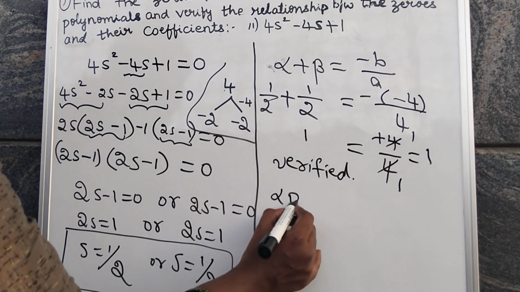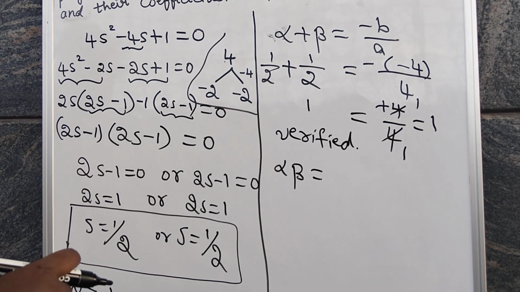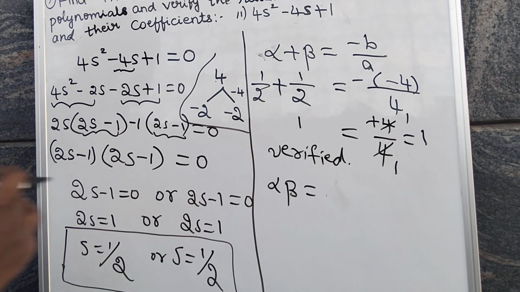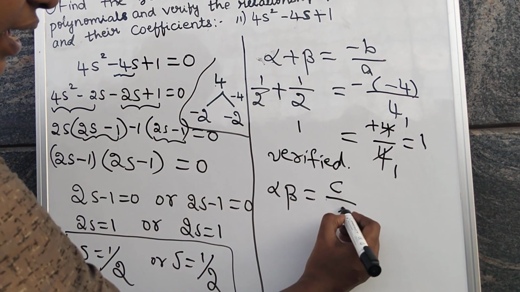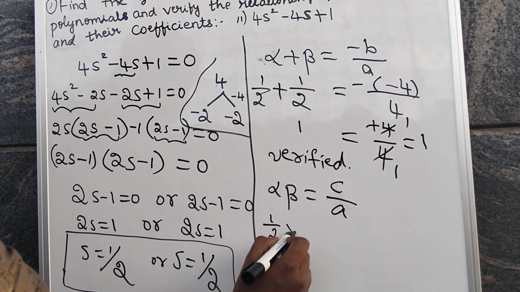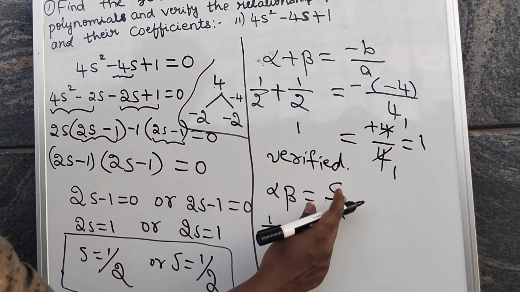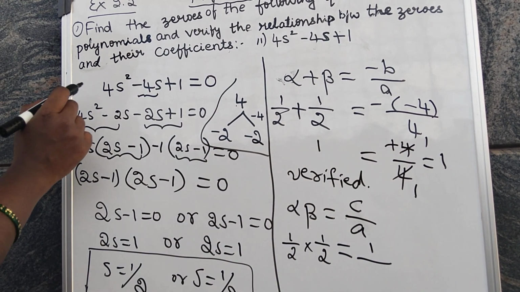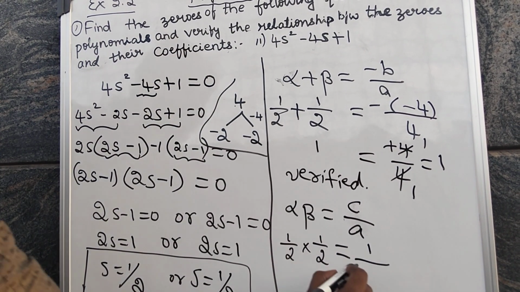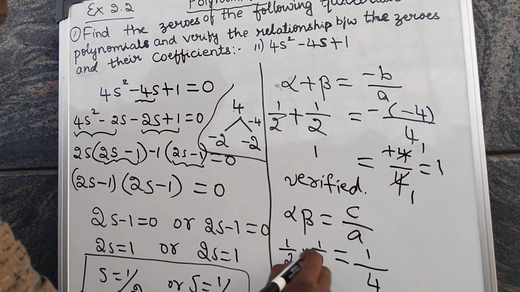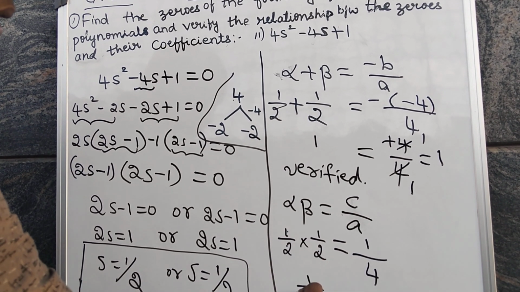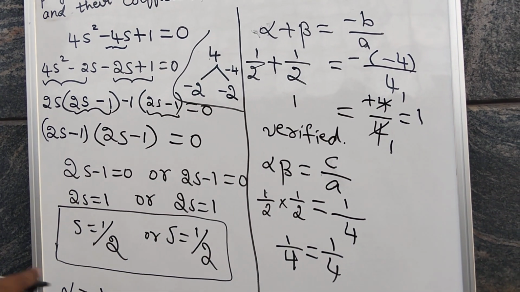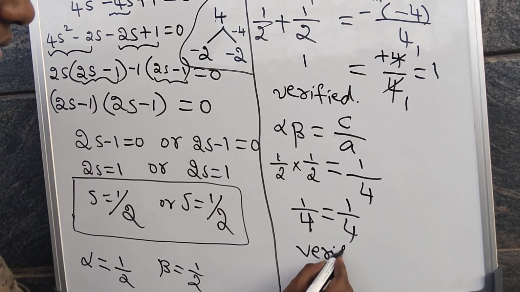The second one is alpha beta, that is the product of the two zeros of the polynomial. Alpha beta equals c/a. Alpha is 1/2 into beta is 1/2, which equals c, the constant term, that is 1, divided by a, the coefficient of s², that is 4. Here you multiply: 1 one is 1, 2 twos are 4, which equals 1/4. So you got LHS equals RHS. That's why it is verified.